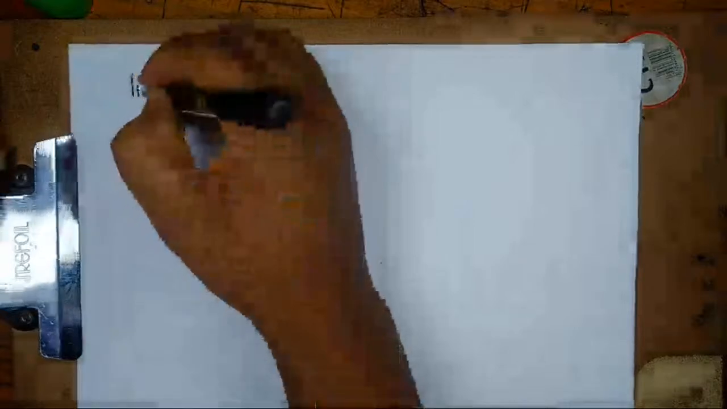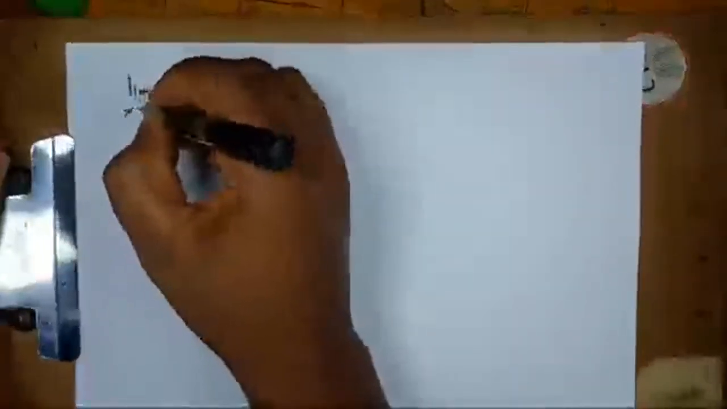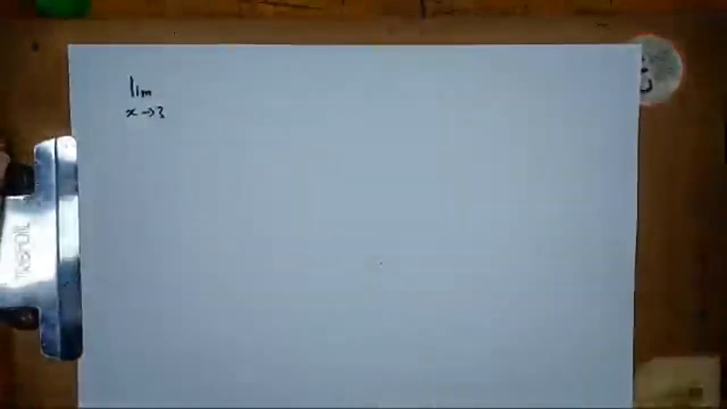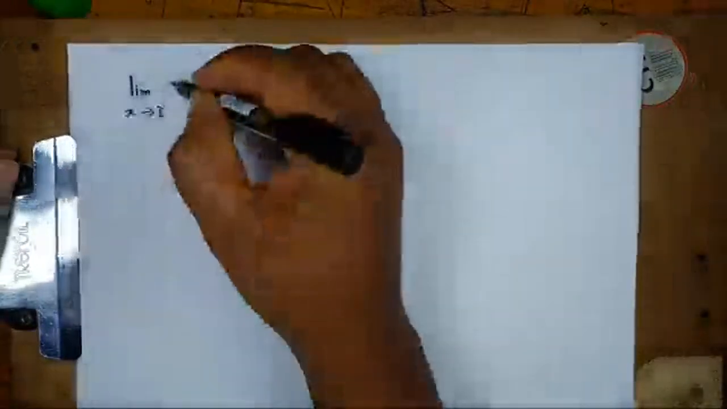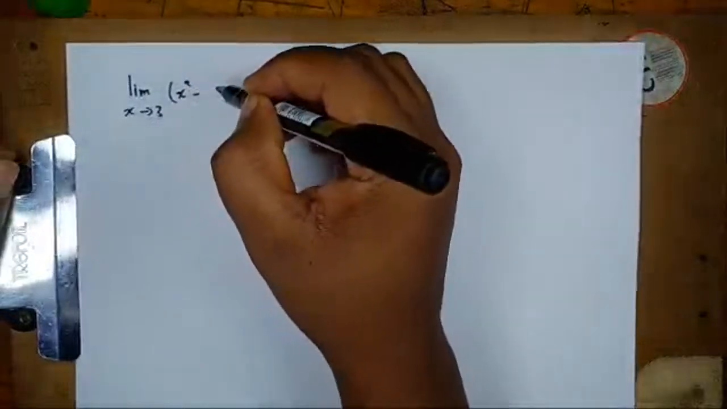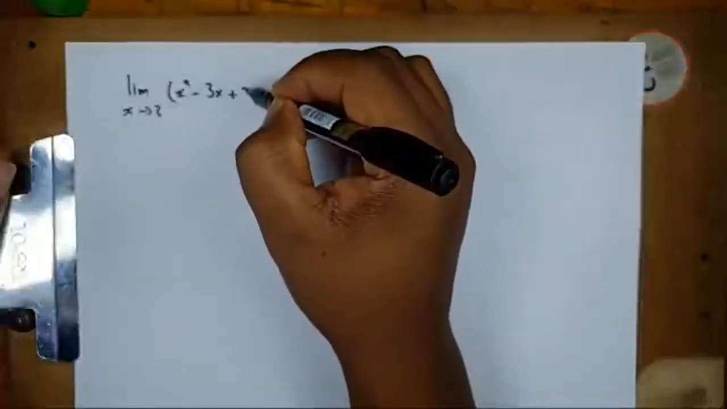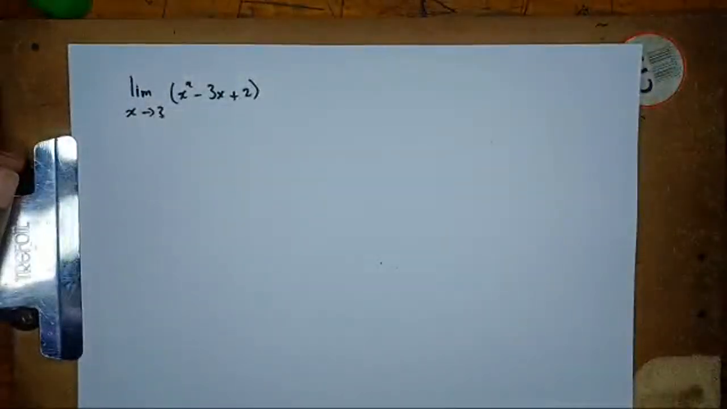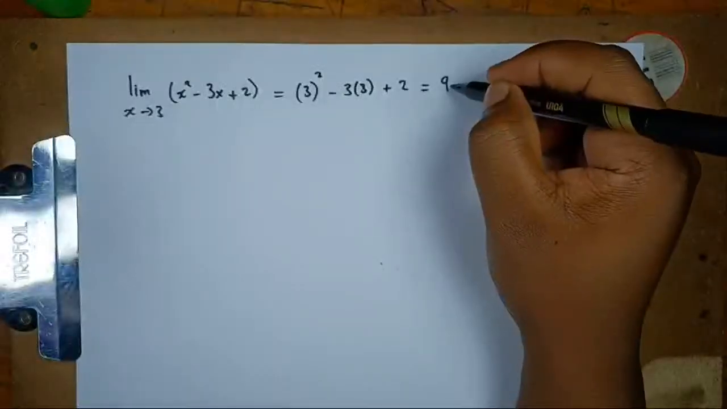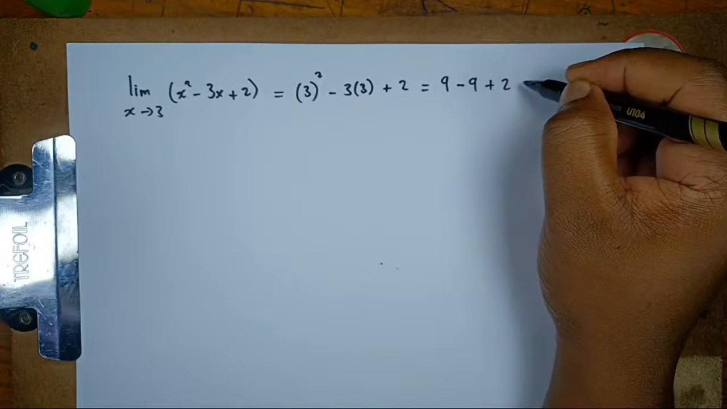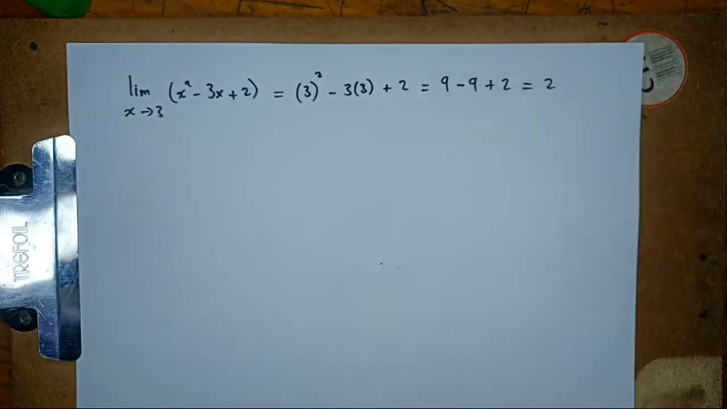Let's take another example. This one is pretty straightforward. In this example, we have the limit as x approaches 3 of x squared minus 3x plus 2. So this one is straightforward. Where there's x, just replace it with the 3. So what do we get? 9 minus 9 plus 2. This results to 2. As simple as that.